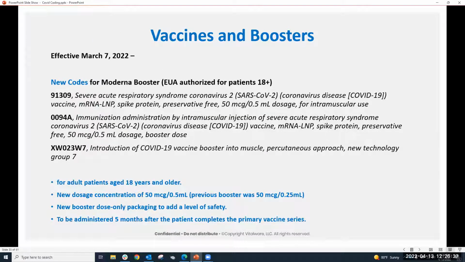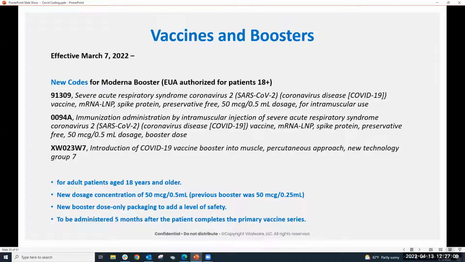All right, March 7th, 2022, three new codes for the Moderna booster came out, and this is for patients over 18 years old. CPT codes were 91309 and 0094A. And then the PCS code that would be used for this is XWO23W7. This is for adult patients over 18 years old.